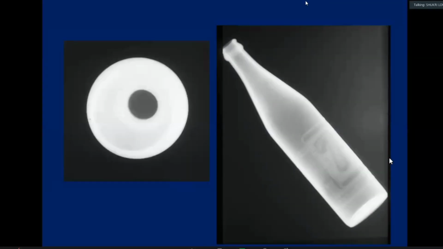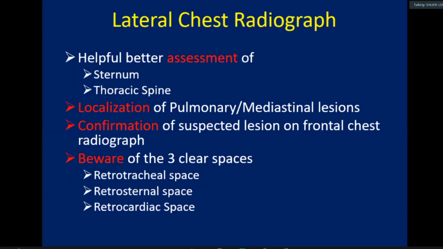you may have a lateral view. So this is a 7-up bottle. Lateral radiographs are essential. They give us a better insight on the structures that are not readily visible on the frontal radiographs, including the sternum and the thoracic spine. It helps you in the localization of the pulmonary and mediastinal lesions. It also can help you in confirming any suspected lesion on frontal chest radiographs.